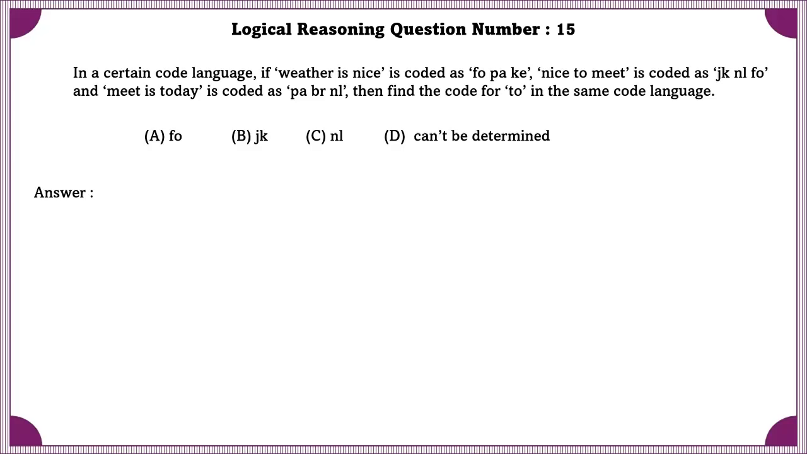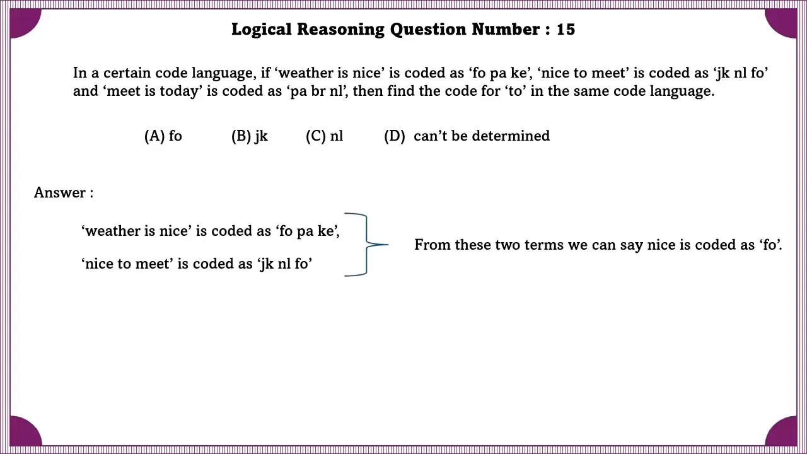Logical reasoning question number 15. In a certain code language, if weather is nice is coded as fo pa k, nice to meet is coded as G nil fo, and meet is today is coded as pa ber nil. Then find the code for 2 in the same code language.